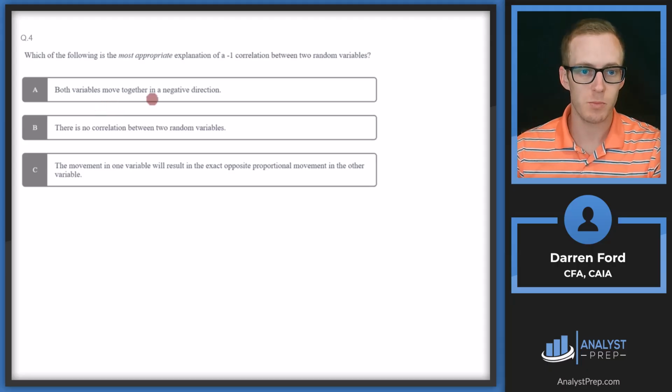Which of the following is the most appropriate explanation of a -1 correlation between two random variables? A, both variables move together in a negative direction. B, there is no correlation between two random variables. Or C, the movement in one variable will result in the exact opposite proportional movement in the other variable. So this is going to be answer C, and I'll draw a graph down here to show why.